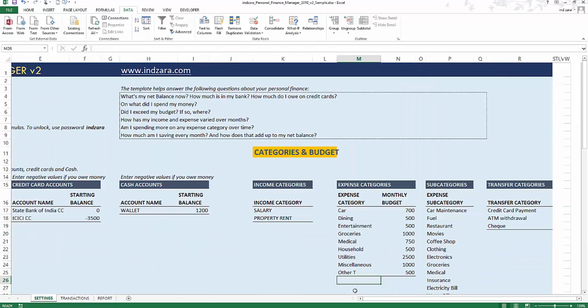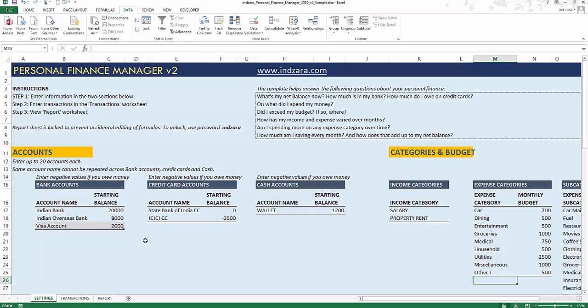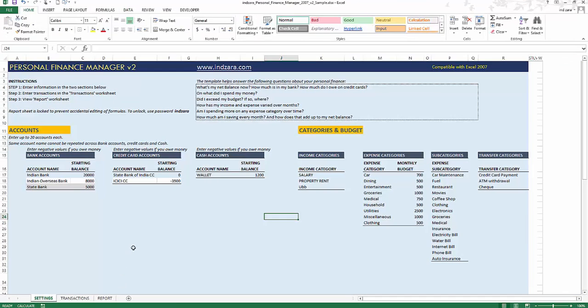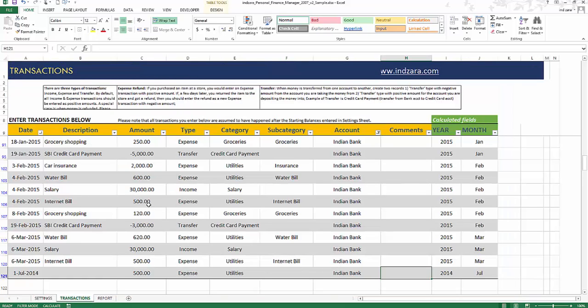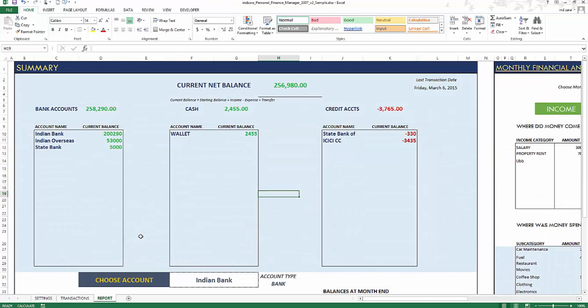Finally, just to recap, this is the Excel template for Personal Finance Manager, the version that is compatible with Excel 2010 and Excel 2013 for Windows. There is a separate file for Excel 2007, and this is also compatible with Excel for Mac 2011. The settings sheet looks exactly the same, no changes. Transactions look exactly the same, no changes. The only difference is in the report section, where the older versions and the Mac version for 2011 do not support slicers, and hence I had to make some changes to the report sheet.